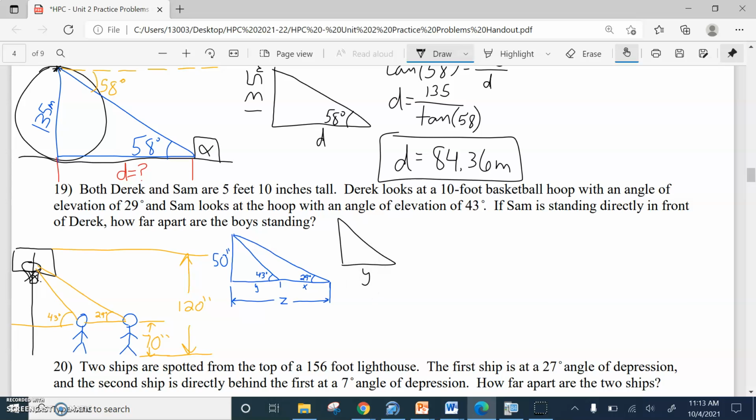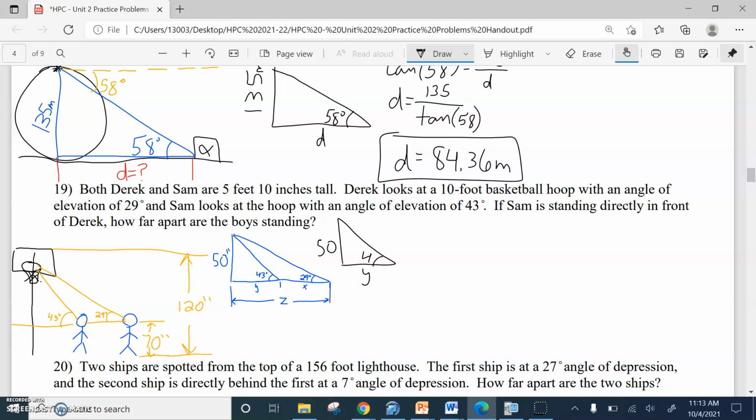And so like y plus 50. Oh, and by the way, the 50 comes in because the kids are 70 inches tall. The height of the hoop is 120. So the distance from the top of the head to the basketball hoop is 50 inches, the difference between the two. And what that does is it allows us to create a triangle because the line of sight, 43 degrees, starts at the top of the kid's head and goes to the basketball hoop. So we have to have that distance there in order to create the triangles.